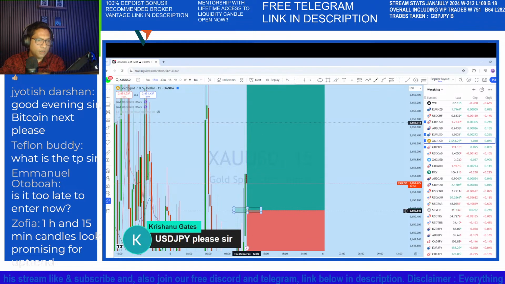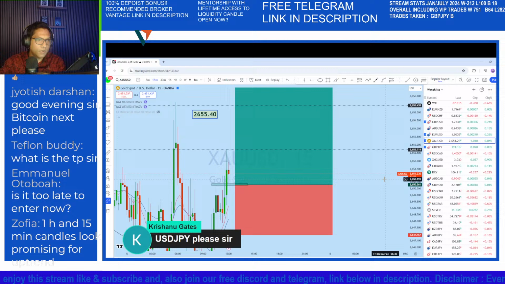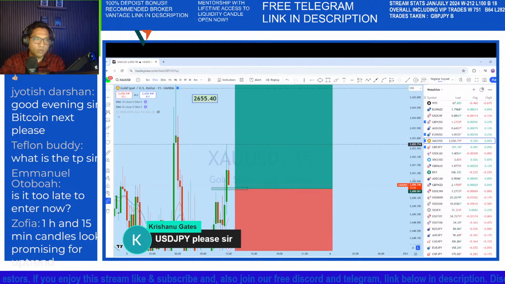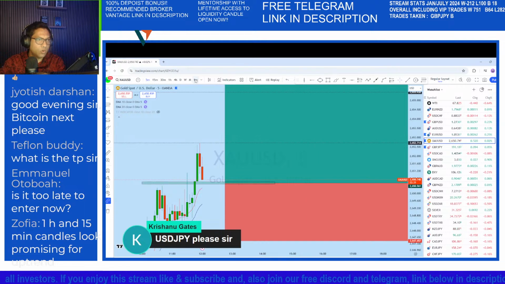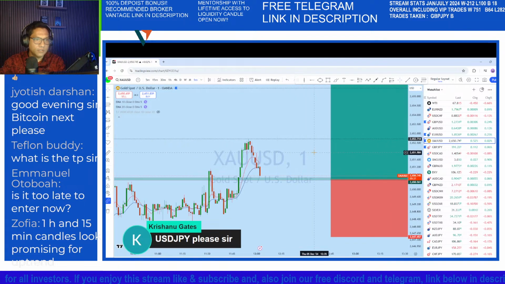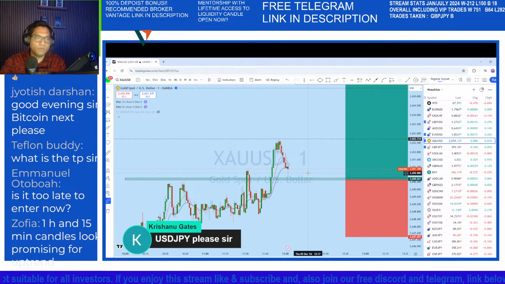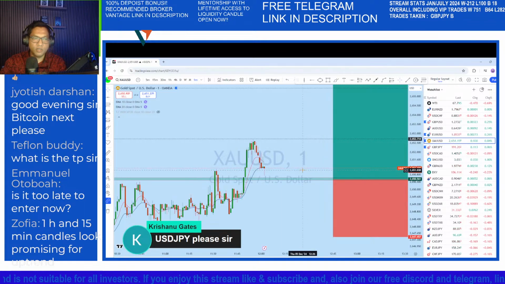Okay, here is a narrow 15 minutes candle. The market is a little sideways, a little slower movement, and that 1 minute doji, you can see that the market is slowly trying to form a structure here.